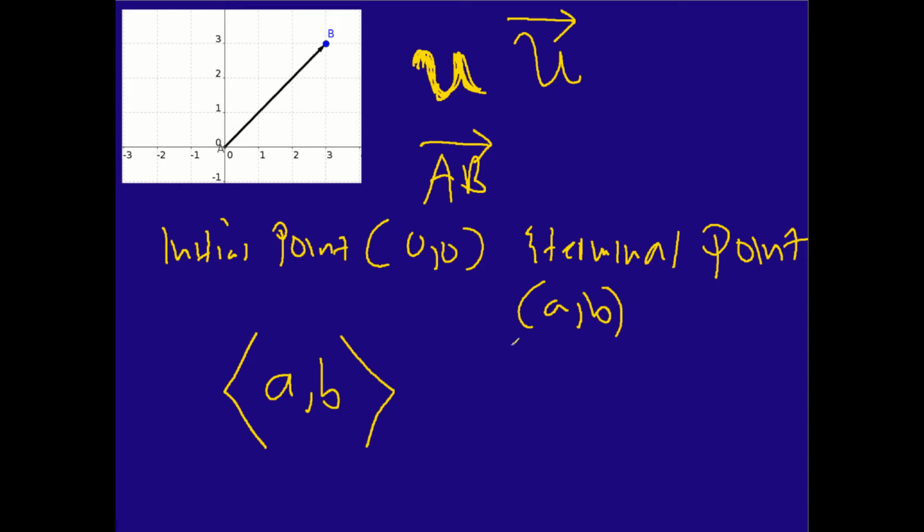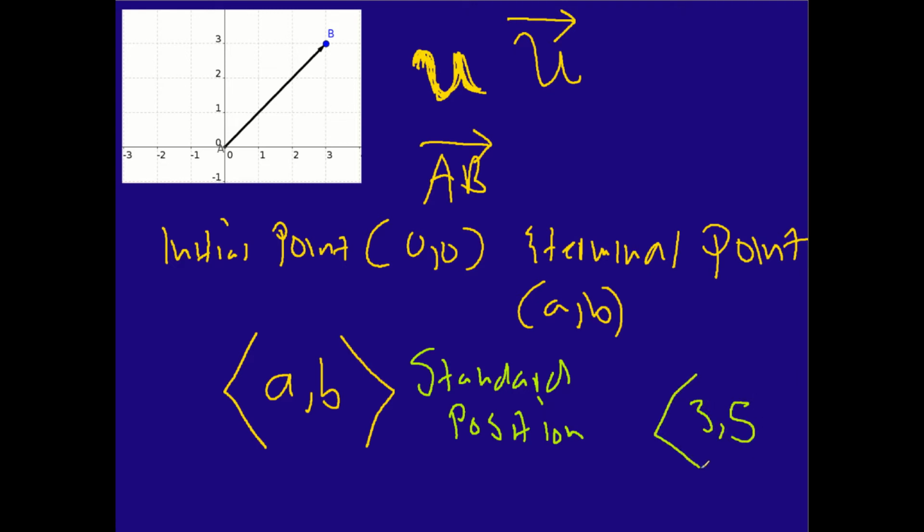All right, and so when you use standard position, this is kind of important, you are assuming that the initial point is 0, 0, and whatever AB is, that's the terminal point. So for example, if I have a terminal point, let's say here 3, 5, I could draw it like this. And so the assumption is that the initial point is 0, 0. And so standard position is a very, very classical way of dealing with this.